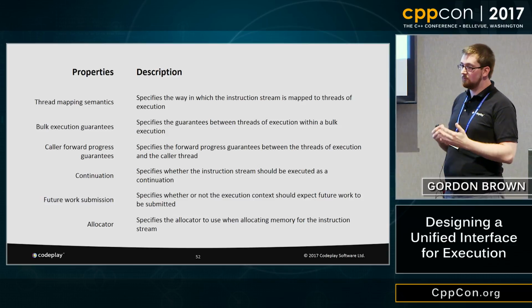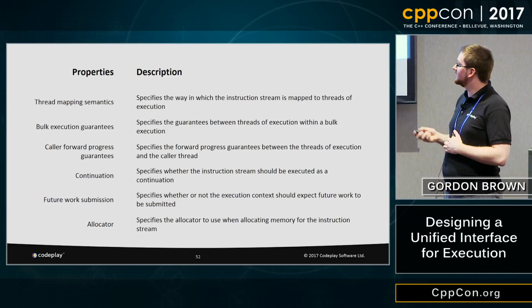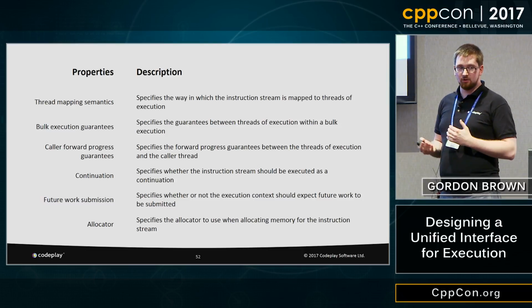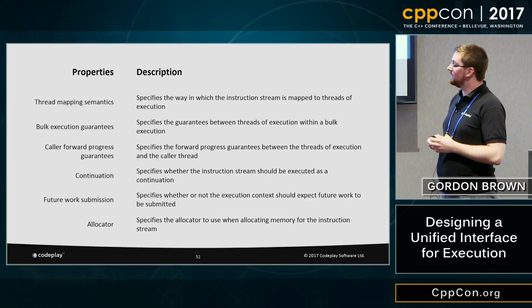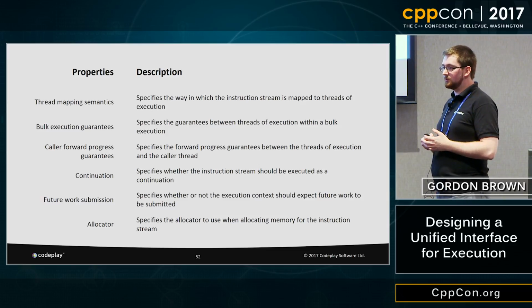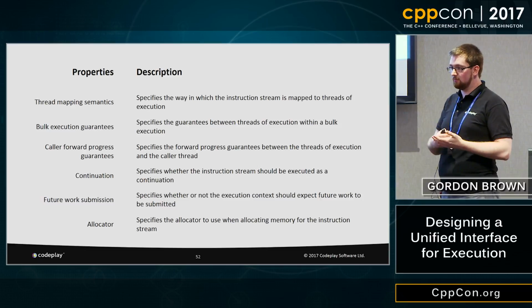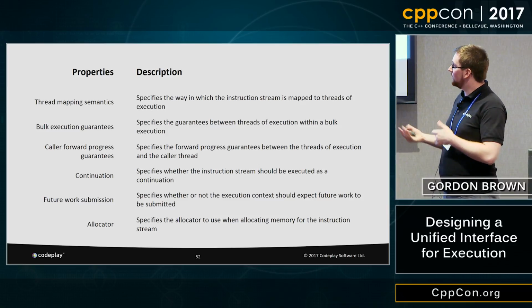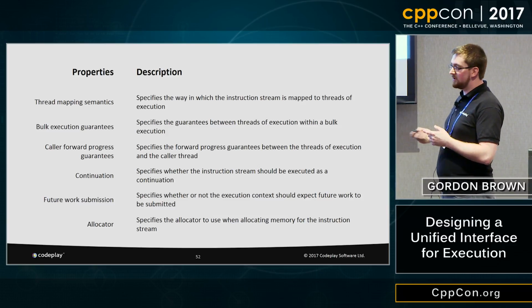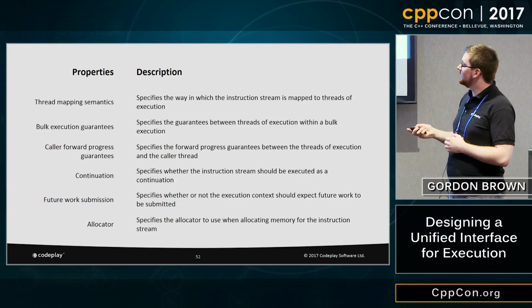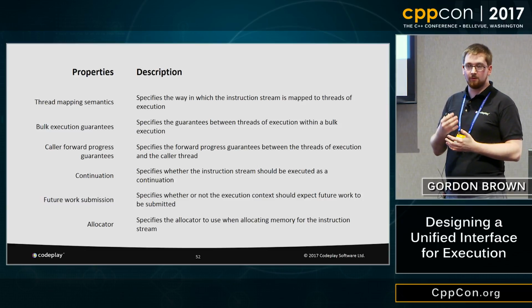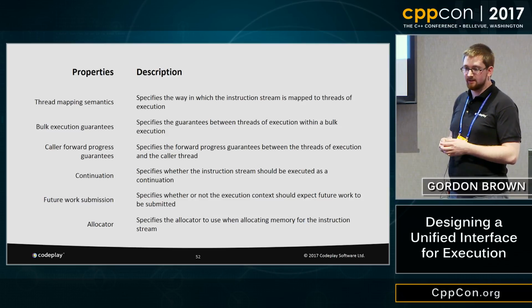Continuation specifies whether the instruction stream should be executed as a continuation of another task. The future work submission is an interesting one because this essentially is more of a hint. This tells the underlying execution context that you still have work to submit, even though there's nothing on the context at the moment. So, for example, if you have an execution context that may shut down at some point, you can use this to tell the execution context, don't shut down yet, there's still more work coming even though I've not provided it yet. That property is more of a hint because it's quite dependent on the execution context. And finally, there's the allocators. The allocator is a type that you can specify that's used for allocating memory from the instruction stream if that's necessary for the implementation.